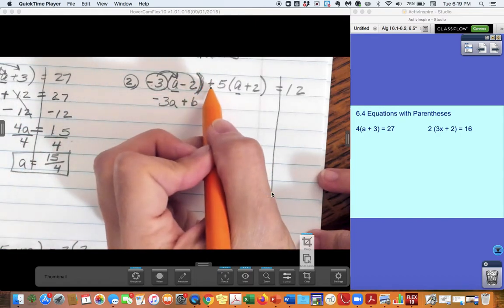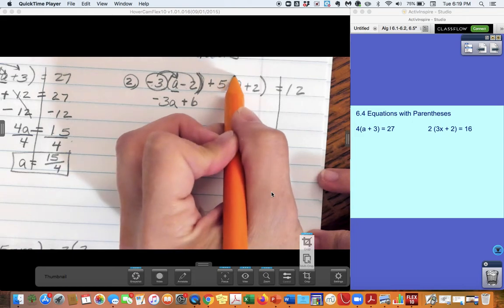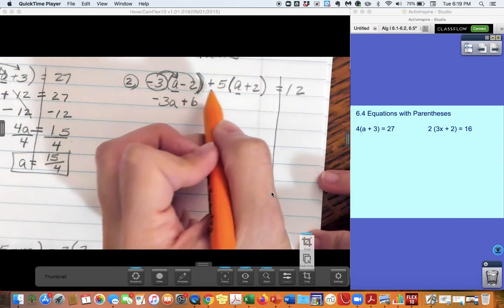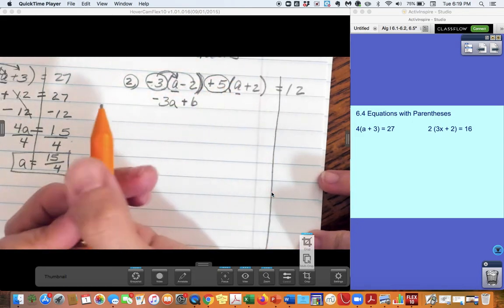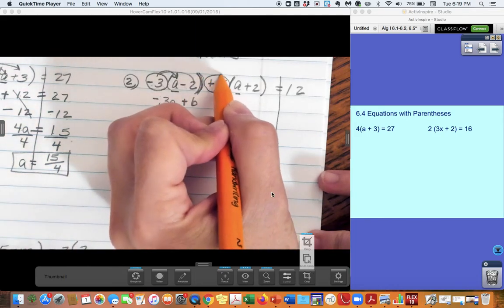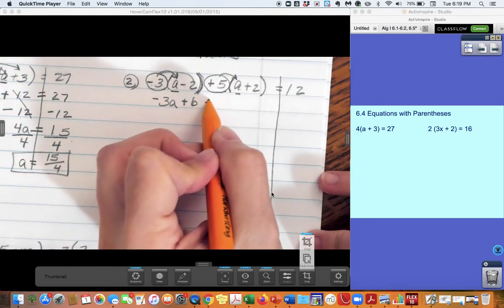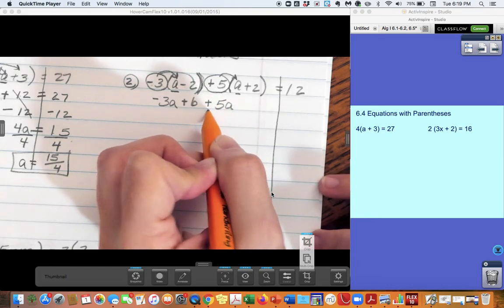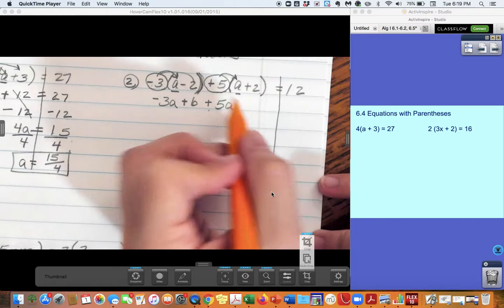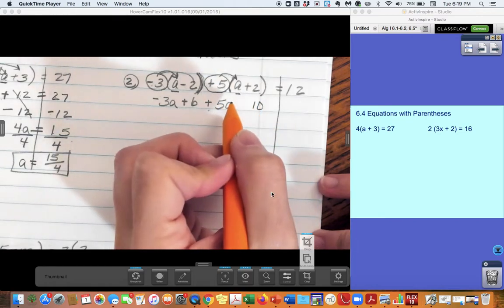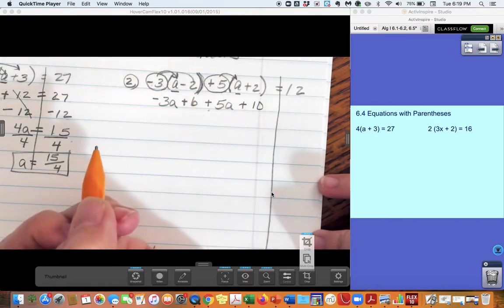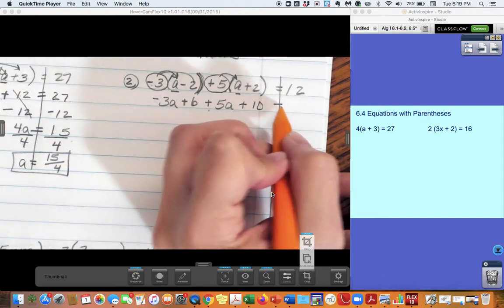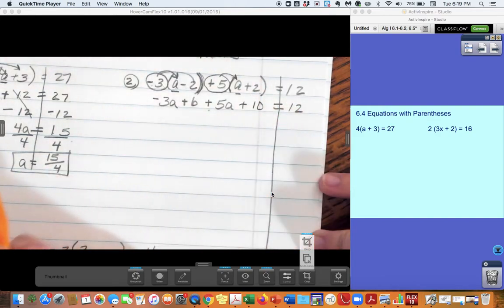Then we come over here and it says plus 5 and it's up against the parentheses. That means I am distributing positive 5. So 5 times A is 5A. It's positive, so I link it with a plus sign. 5 times 2 is 10. Again, it's positive, so you link it with a plus sign. Bring down your equals, bring down your 12.